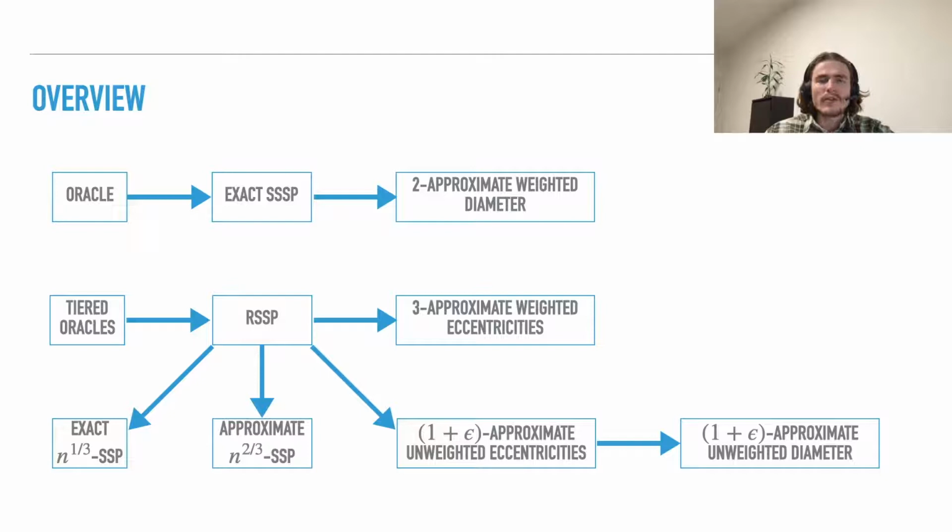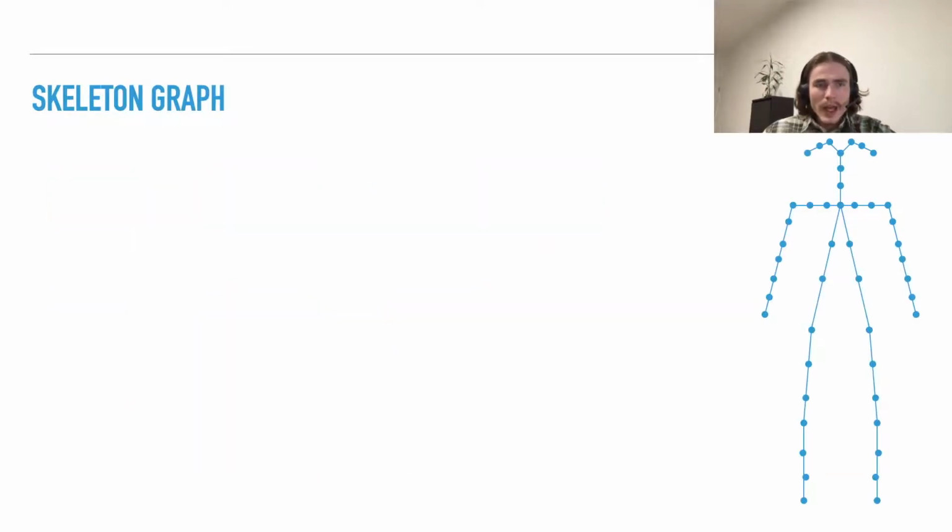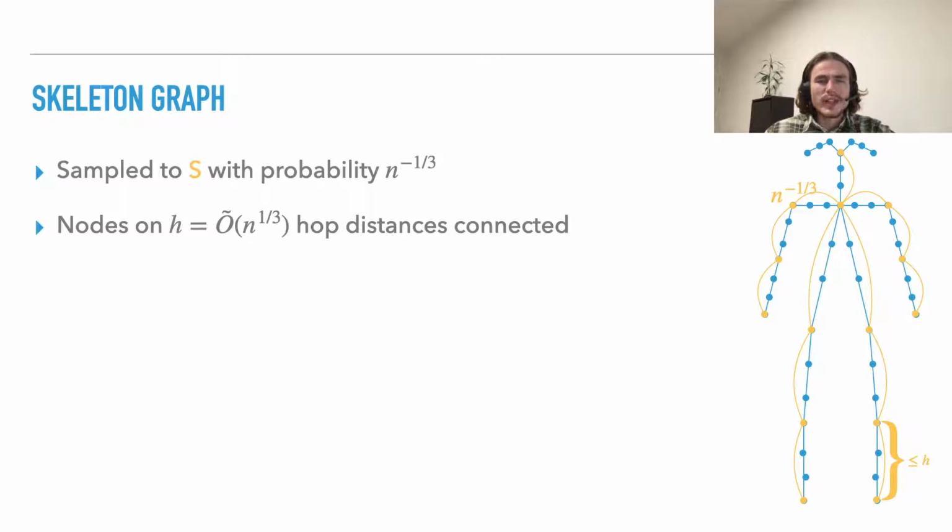All those algorithms require roughly n^(1/3) rounds. As I mentioned before, it is quite slow to simulate powerful models over the entire input graph. That is why we simulate oracle and tiered oracles over the skeleton graph. To obtain the skeleton graph, we sample each node with probability n^(-1/3). Then we connect close skeleton nodes, the sampled nodes, with those at distance n^(1/3) times some polylog with an edge. Throughout the slides, h is going to denote this distance, n^(1/3) times some polylog required for our properties to hold with high probability.